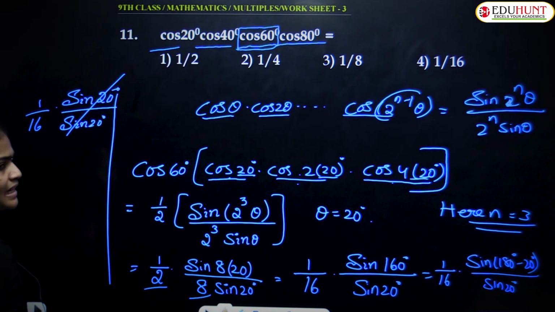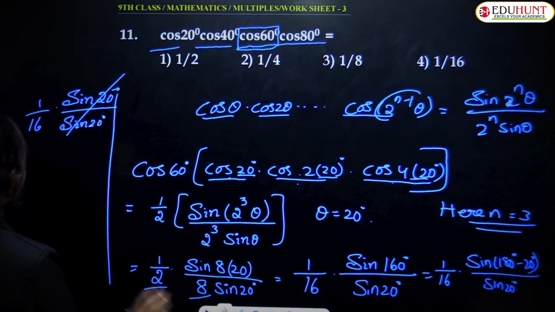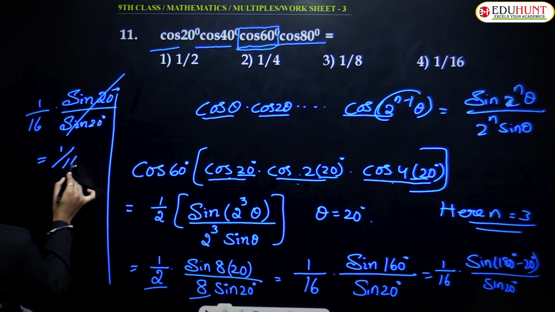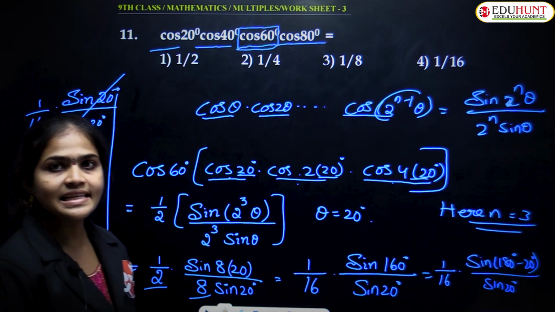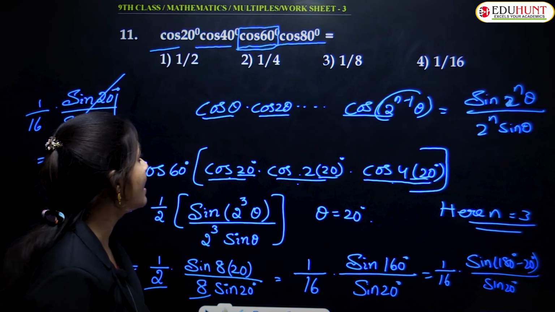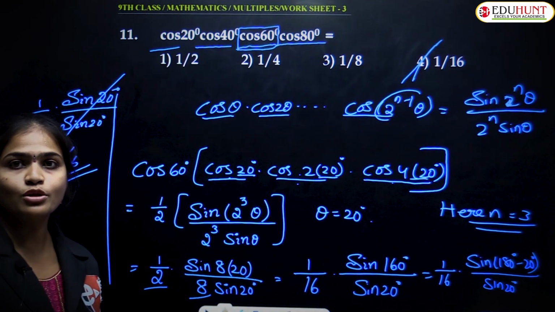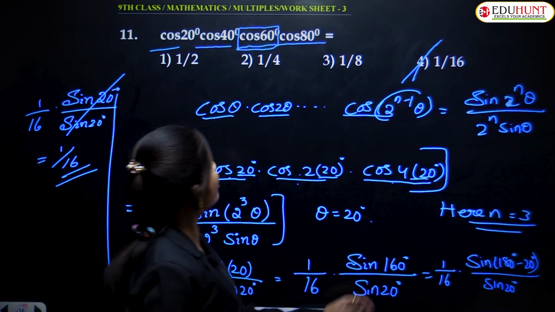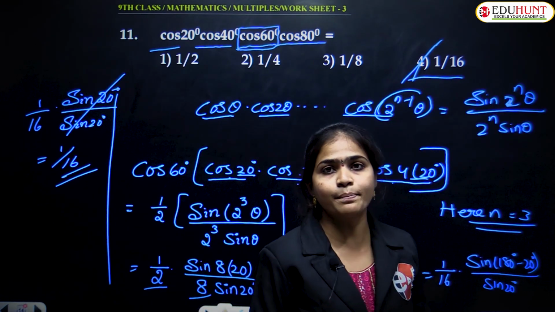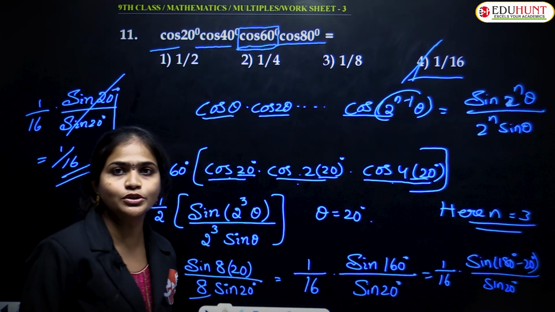Both are having the same terms, so sine 20 and sine 20 get cancelled. So the answer here is 1 by 16. What is the answer here? The answer is 1 by 16. Am I clear, children? So which option is correct here? Yes, option 4 is correct. That is 1 by 16. Am I clear to you?